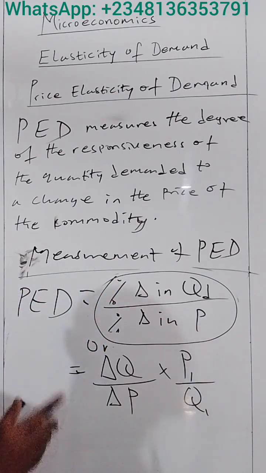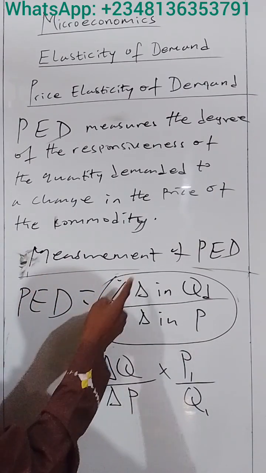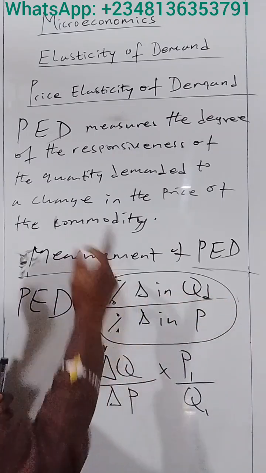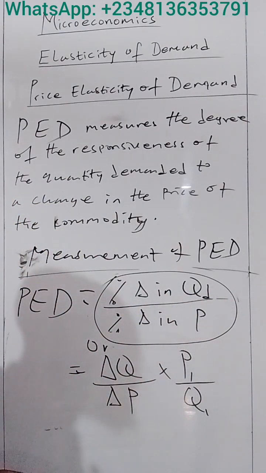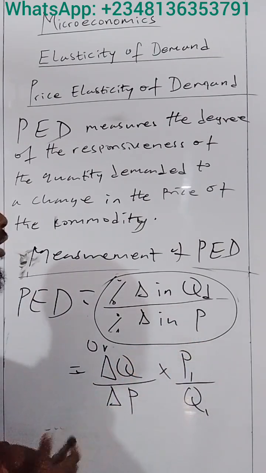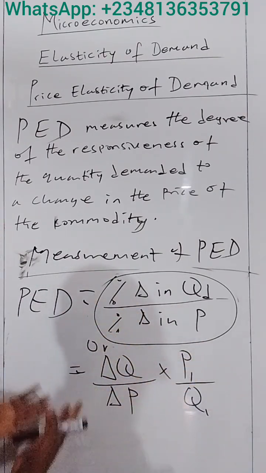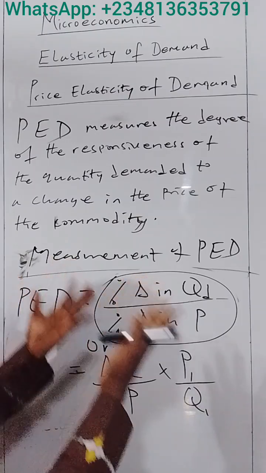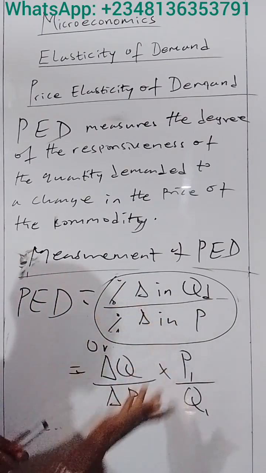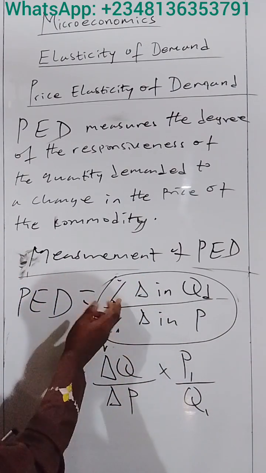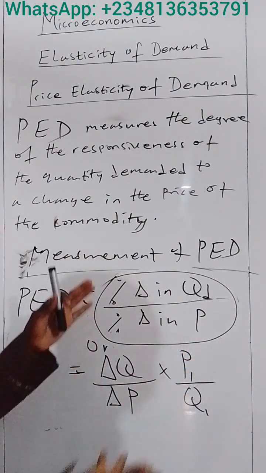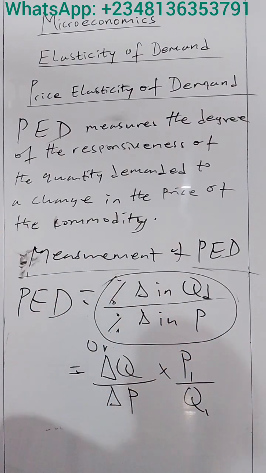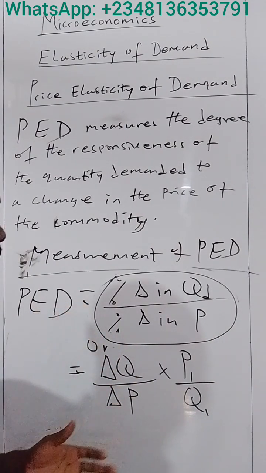Let me take that again. It measures the percentage change in quantity demanded for a 1% change in the price of the commodity. That is, for every 1% change in the price of the commodity, what is the percentage change in quantity demanded? That is what price elasticity of demand measures. So when you are computing, what you need to do is just compute the percentage change in quantity demanded, then also compute the percentage change in price, and then you divide. Whatever value you get, that is the price elasticity of demand.